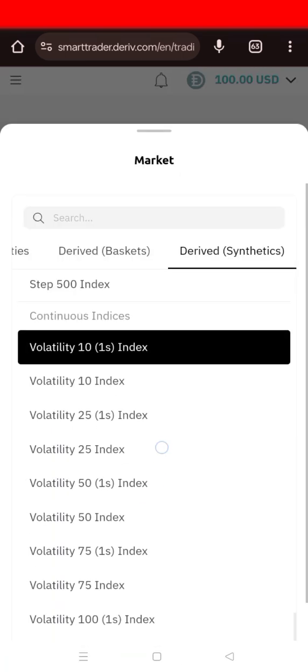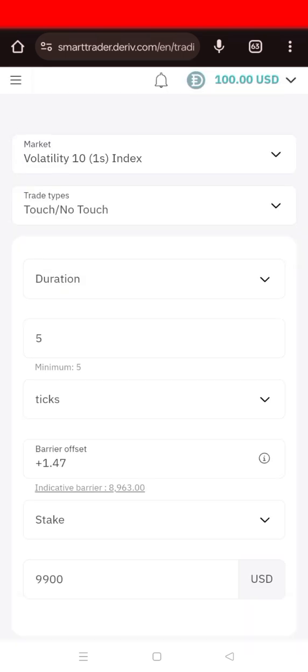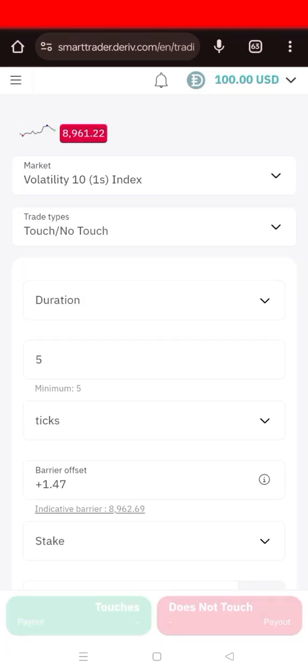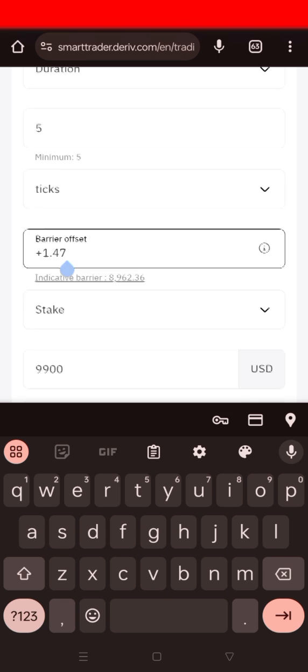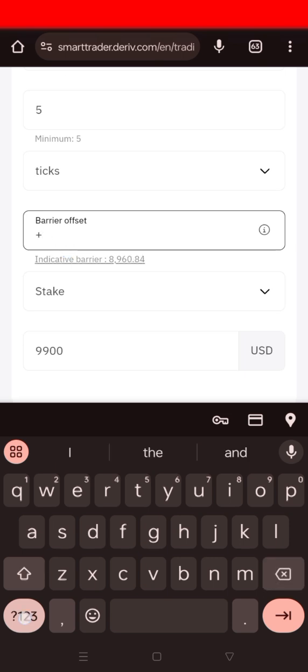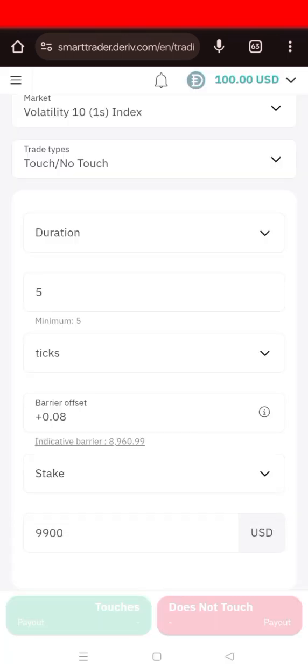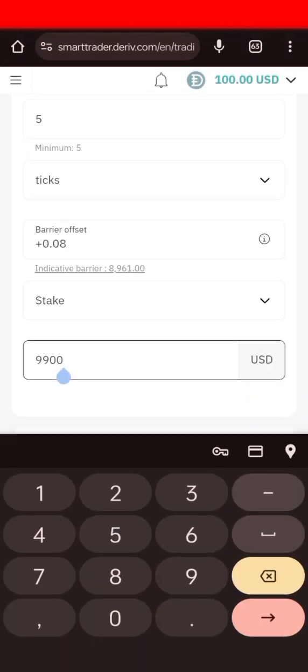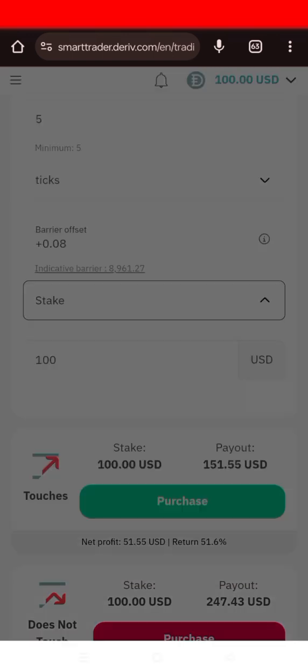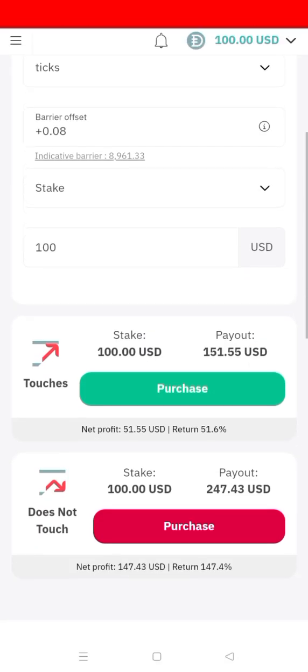We will be using a barrier offset of 0.08. So this is what you need to change from here. 0.08 is the barrier you will be using to trade the touch no touch. And then for the stake, we will use 100 USD, the whole amount.